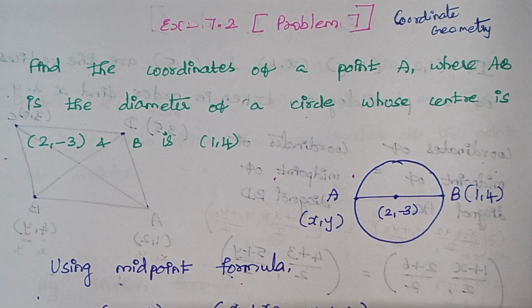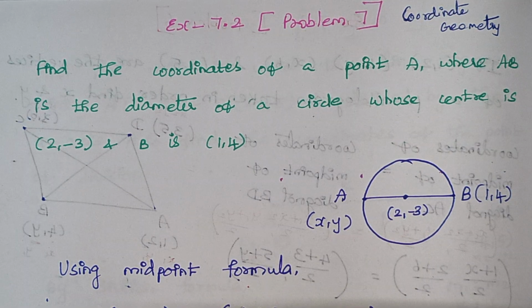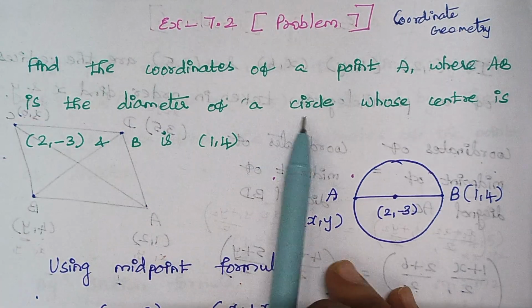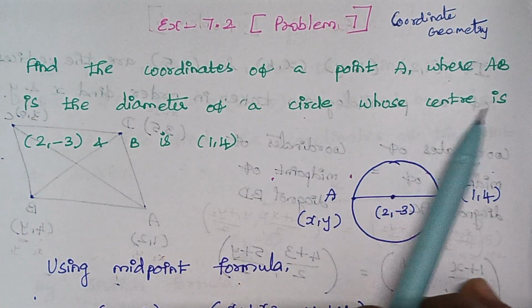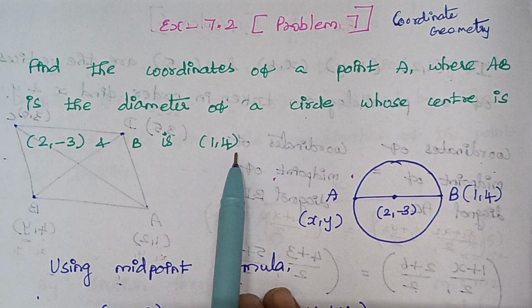the chapter Coordinate Geometry. So problem number 7. Find the coordinates of a point A where AB is the diameter of the circle whose center is 2, minus 3 and B is 1, 4.